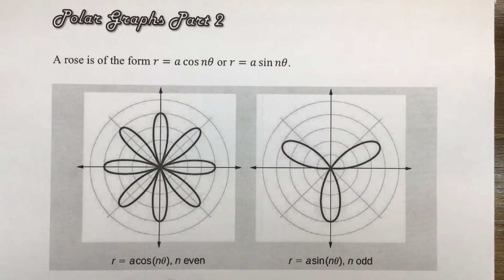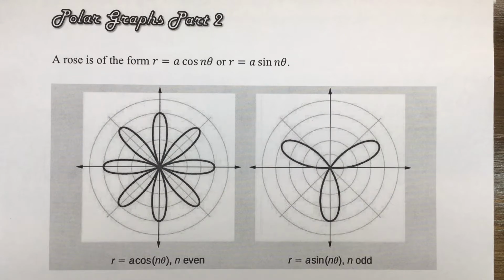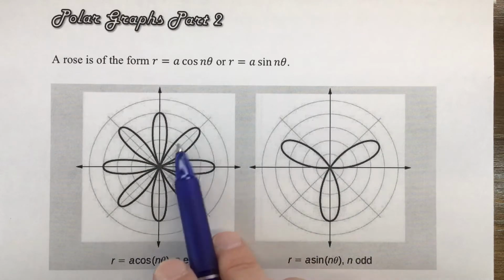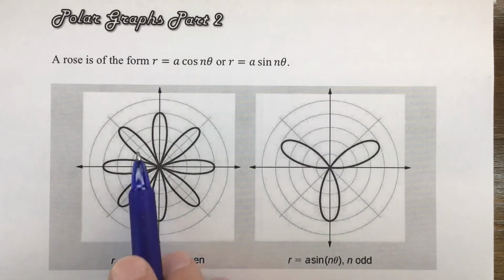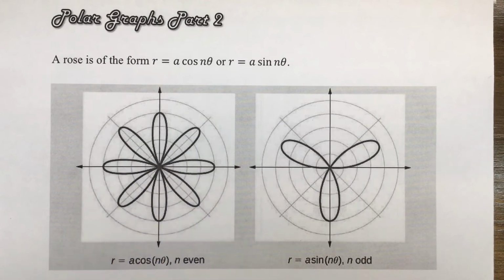At the bottom of these pictures, we do have a little bit of information about how that n value works. If the n value is even, then you're going to get an even number of petals. What you're really going to get, and you're going to see this in a bit, is twice as many petals as the n value. So this one has a total of 8 petals, which means that the n value is actually a 4. Whatever you have for the n value, you're going to have double that number of petals.